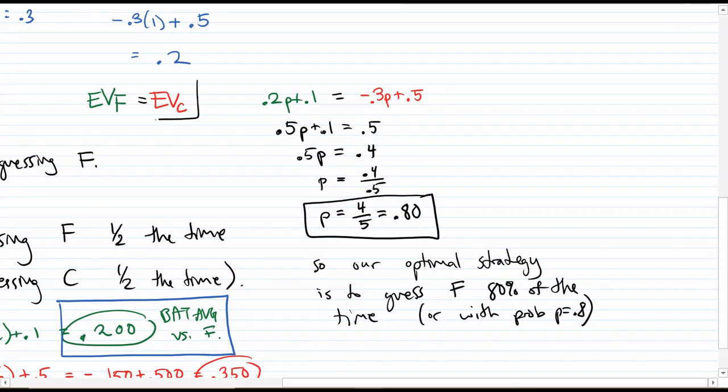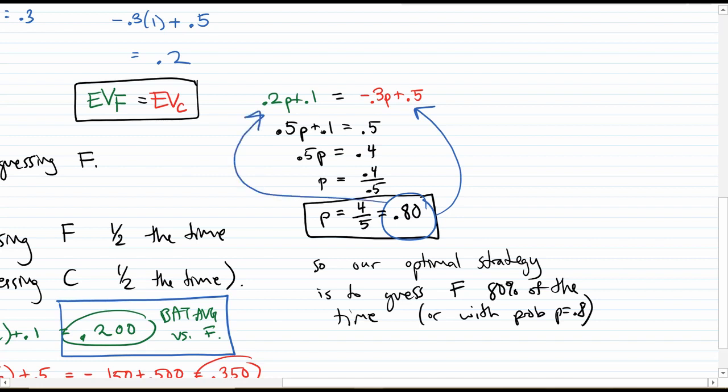Well, we have the formulas for our expected values, and we have the probability that we'd like to guess, so it's as simple as just plugging this value back into either one of these equations. Notice that both equations will work because they're equal to each other at this p-value. So let's try 0.2 times 0.8 plus 0.1. This is equal to 0.16 plus 0.1, which is 0.26. And I'll write 260. So we're getting a batting average of 260.